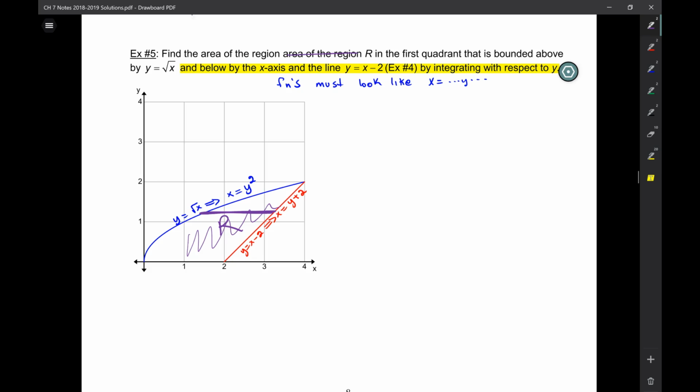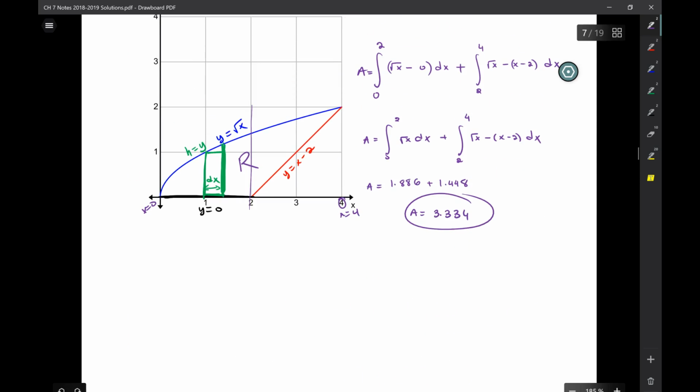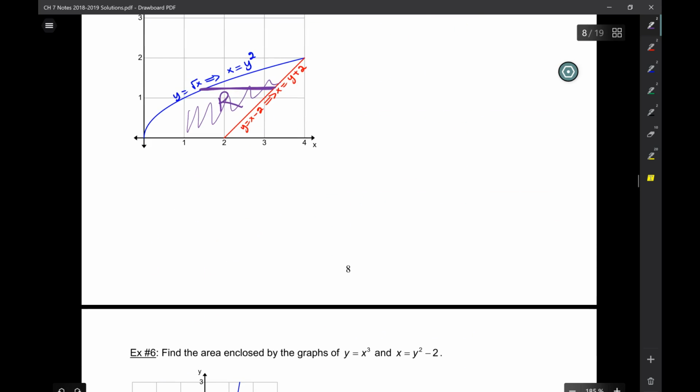For the entirety of that region, I have the same function to the right and the same function to the left. So when I integrate with respect to y, I can get away with one integral, whereas here I had to do two separate ones. You see the benefit? You almost see it. You guys don't see it just yet.